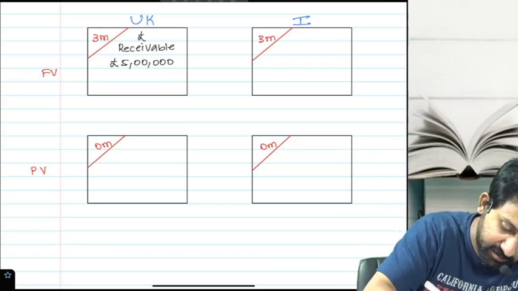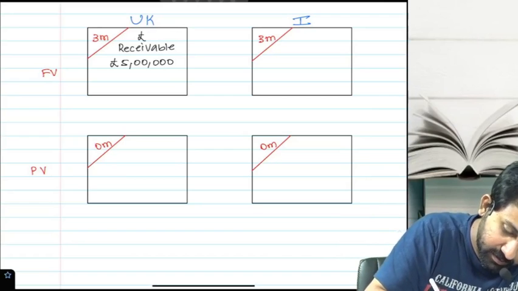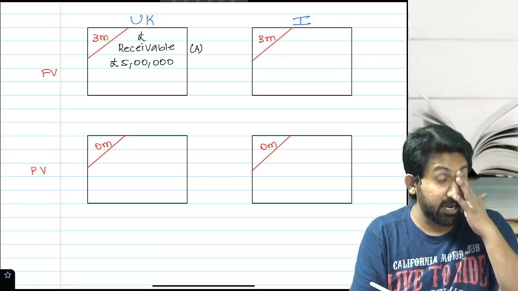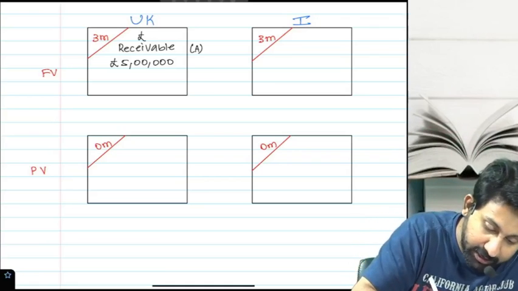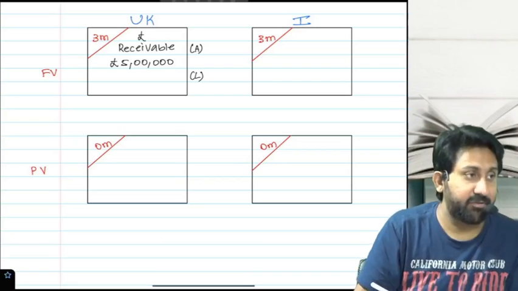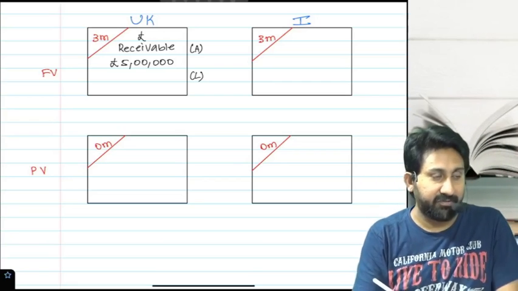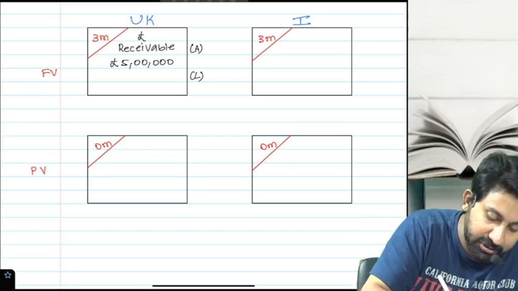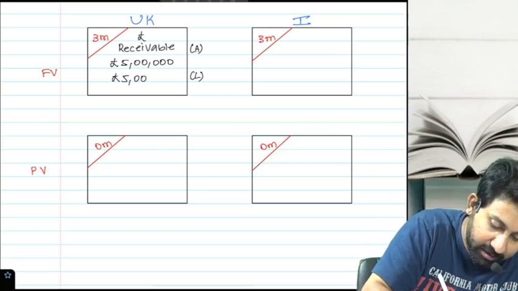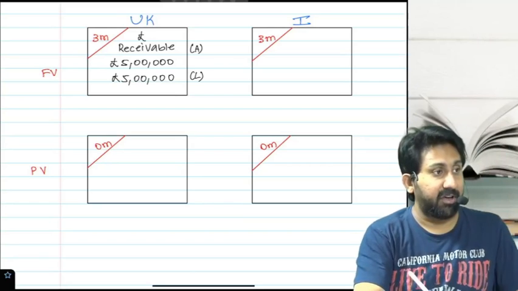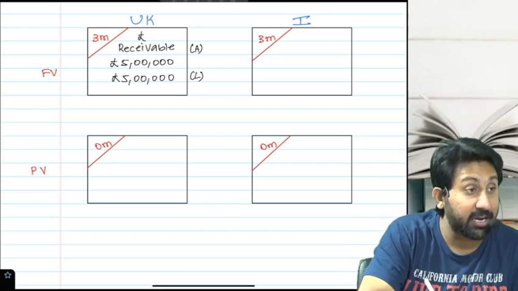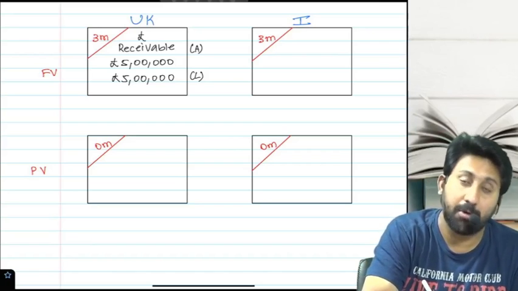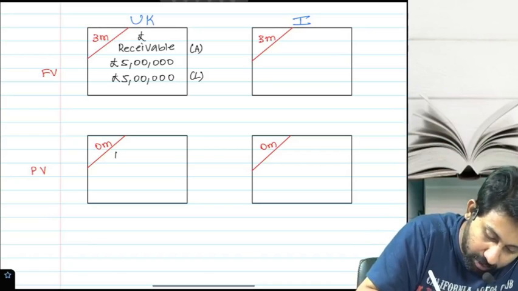I will write here: asset. Now I need to create a counter liability for this. To create a counter liability, that liability should also be equal to 5 lakh. Why? I will tell you later. To create a pound liability, I need to borrow in pounds.